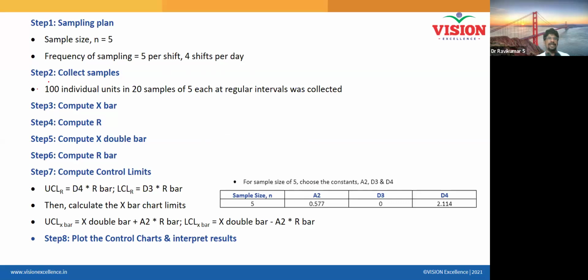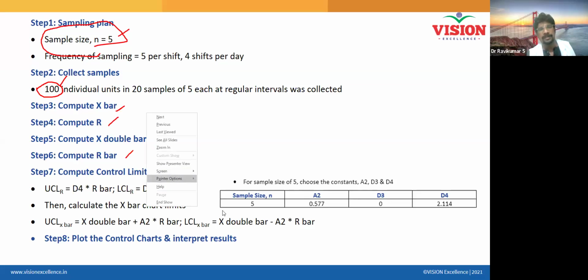Don't confuse the total number of samples with the sample size. Generally, it is a common error done by all people. They will consider this total as the sample size, so they will go for X bar S. That is actually quite a wrong decision. So always look at the sample size. First you have to compute X bar, that is the average of the data, then the range of the data, then the average of averages, then the average of the range, then you have to calculate the control limits.